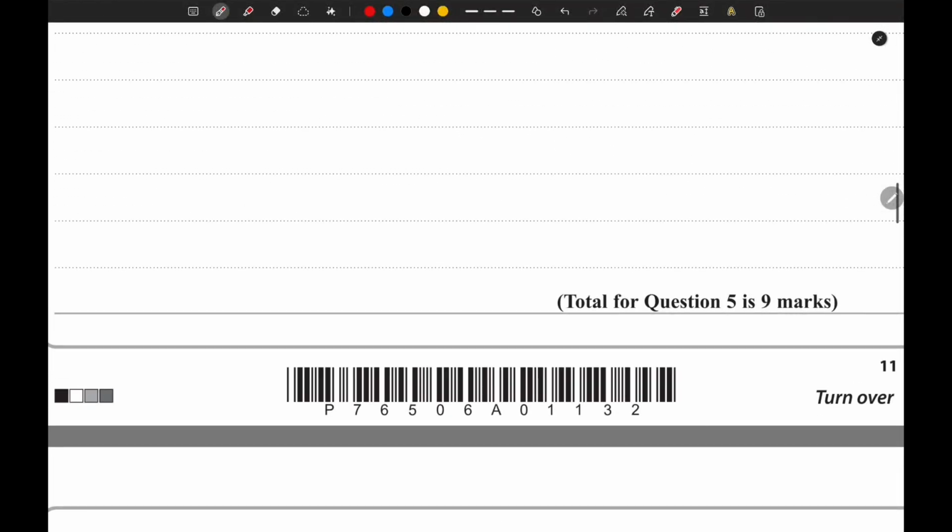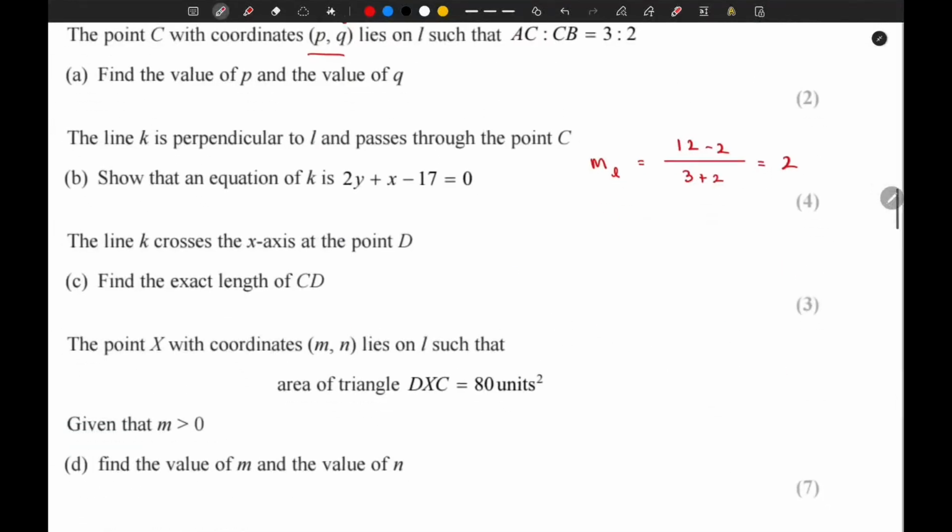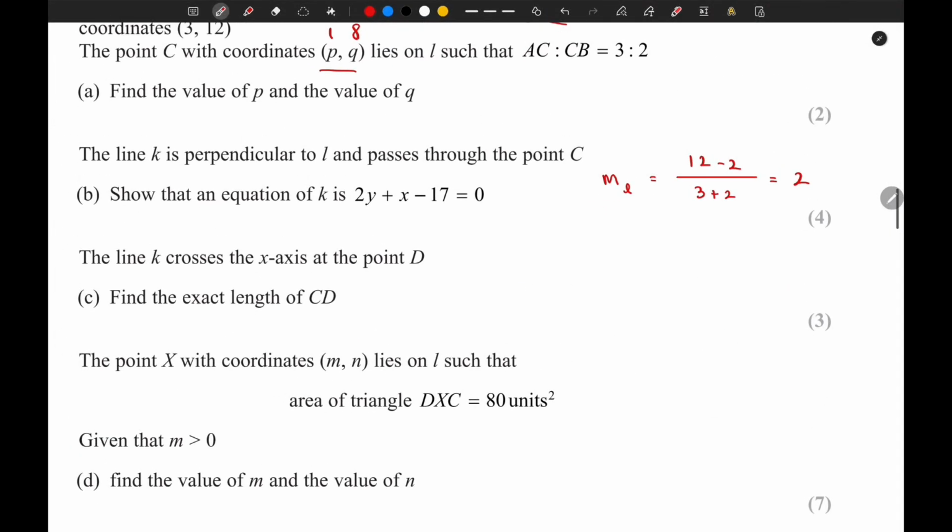Since line K is perpendicular, if we remember the formula correctly, we know that the product of the gradient of two perpendicular lines is always equals to -1. So if I multiply the gradient of line L by the gradient of line K, we should get -1, which means that the gradient of line K is -1 over 2. So that's the gradient of line K.